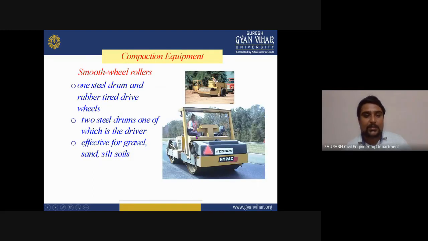As you can see here, that is a smooth wheel roller. This is an image of a smooth wheel roller, with one steel drum and a rubber tire drive wheel. Two steel drums, one of which is the driver, are effective for gravel, sand, and silty soil. These will be effective for gravel and silt soil.